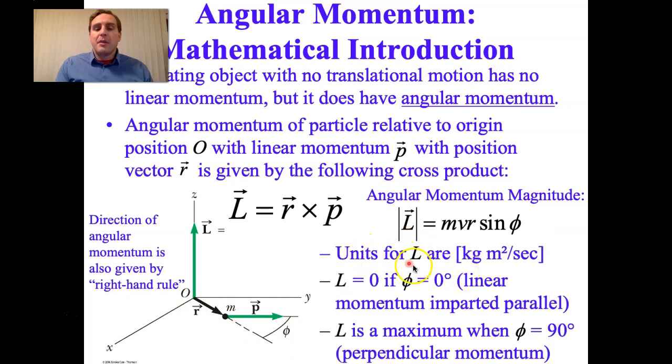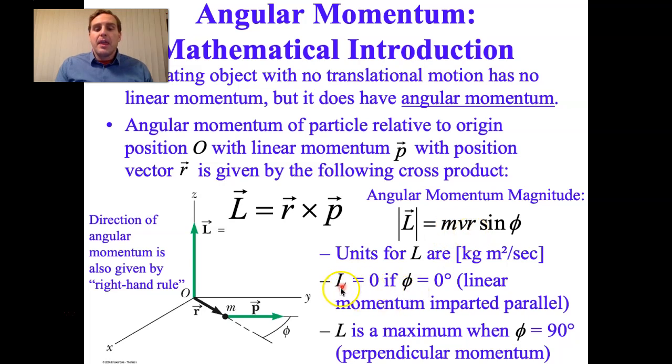The units for angular momentum are kilogram meters squared per second. That's the units of mv, kilograms times meters per second, times r, meters.